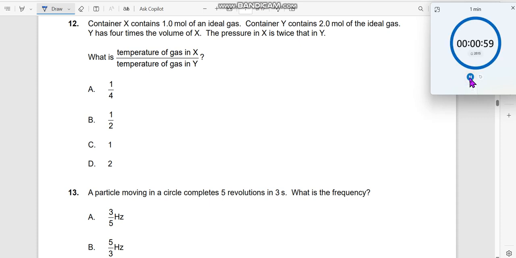Question number 12. Container X contains 1 mole of ideal gas. Ideal gas, what is ideal gas? It means you can apply the ideal gas equation, PV equal to nRT. So PV equal to nRT can be applied.